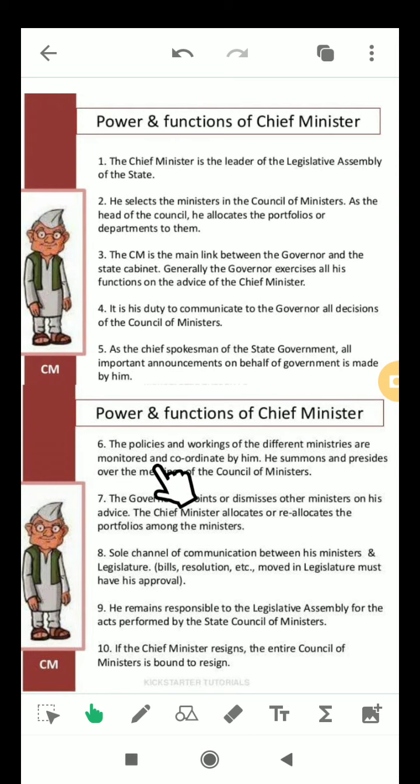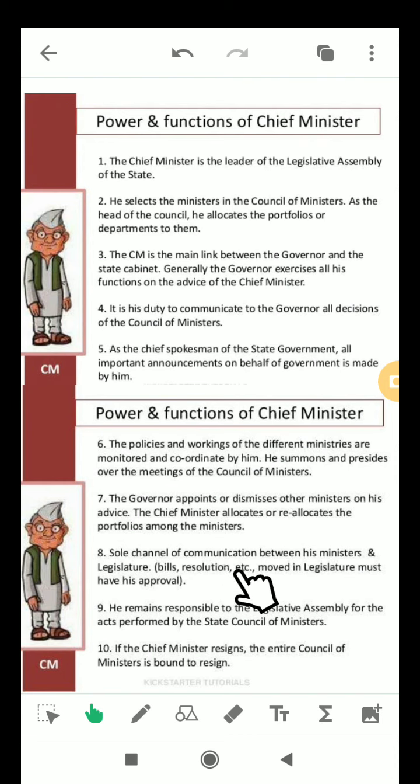Number 6, the policies and working of the different ministers are monitored and coordinated by him. He summons and presides over the meetings of the Council of Ministers, and the Governor appoints or dismisses other ministers on his advice. The Chief Minister allocates or reallocates the portfolios among the ministers.